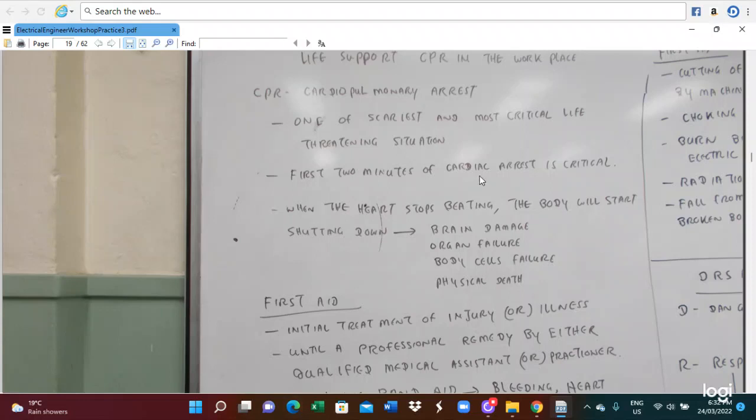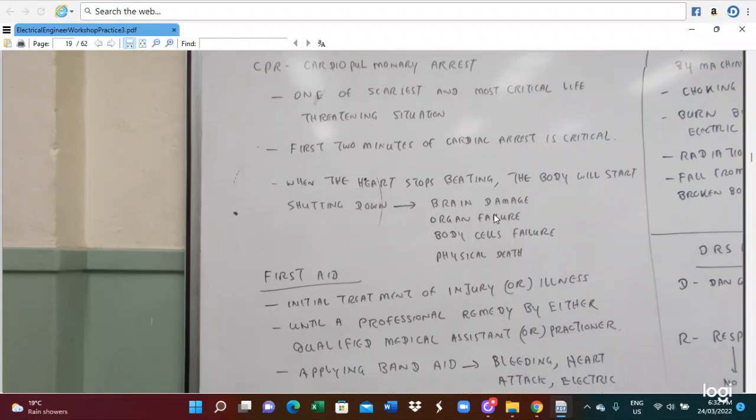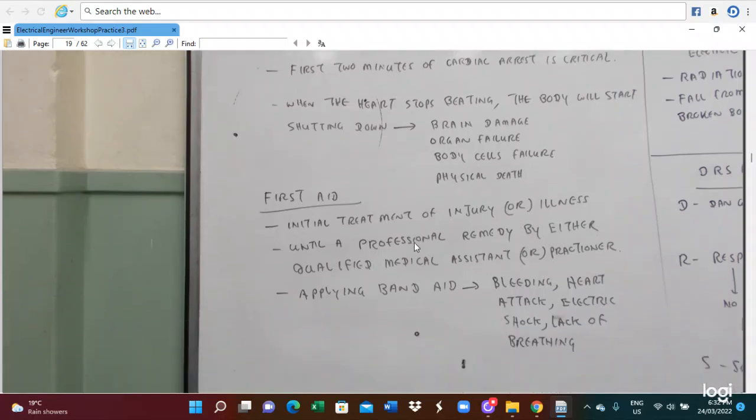The first 2 minutes of cardiac arrest are very critical, because when the heart stops, breathing stops and the body will start shutting down. It can cause brain damage, organ failure and body cell failure, and then physical death can happen. Therefore, within the first 2 minutes, we have to provide treatment. The initial treatment of the injury is first aid, before professional remedy by a qualified medical practitioner. We must provide first aid.